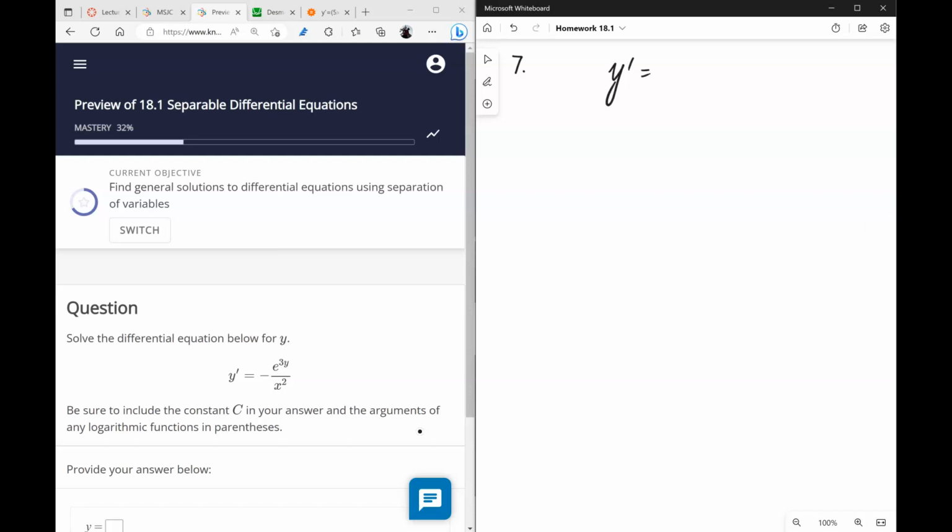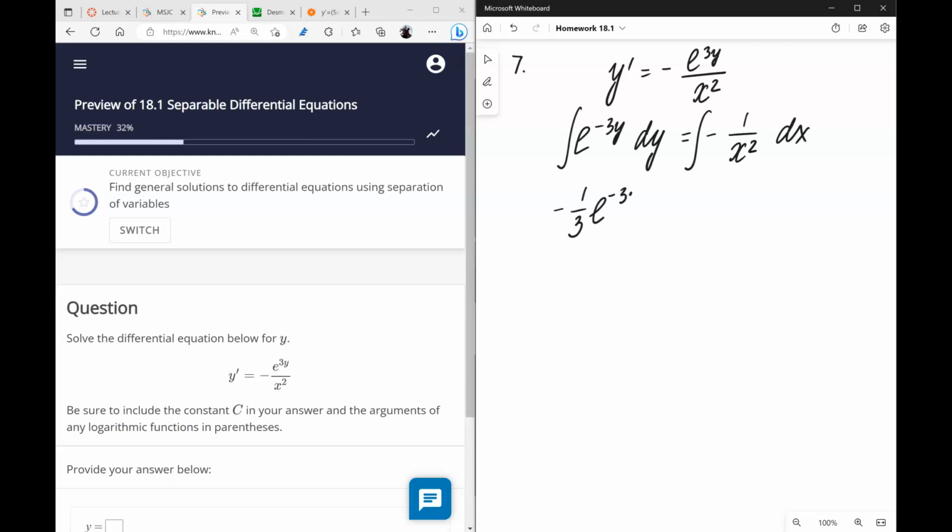Another separable differential equation. And we separate it, so we bring e to the 3y to the left, so we have e to the negative 3y dy equals negative 1 over x squared dx. Then we integrate. On the left side we have negative 1/3 e to the negative 3y.